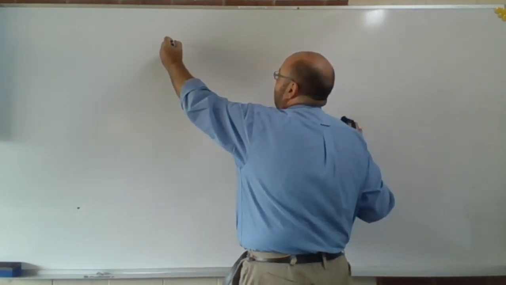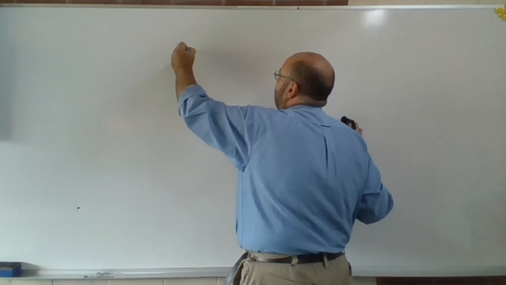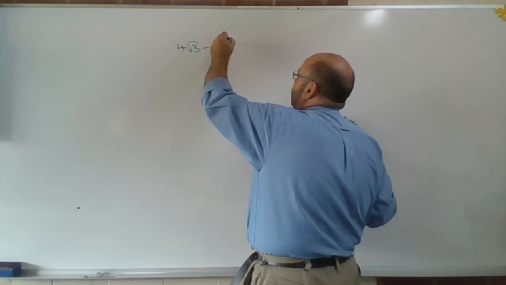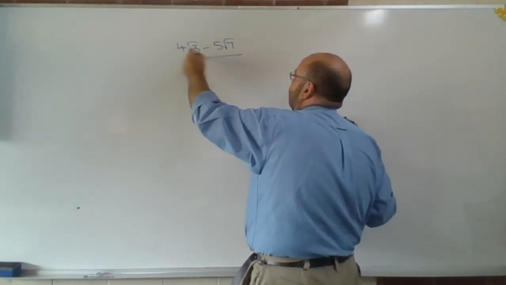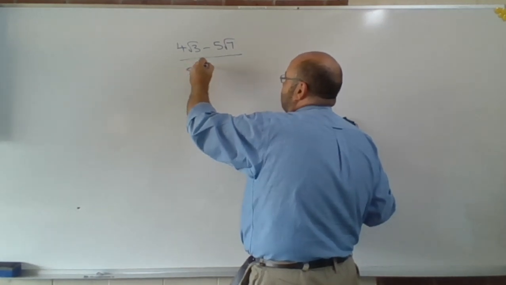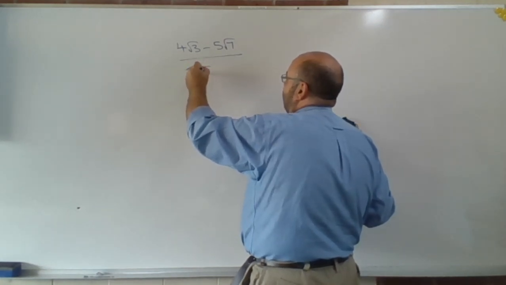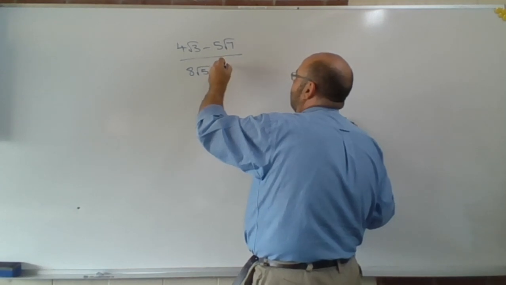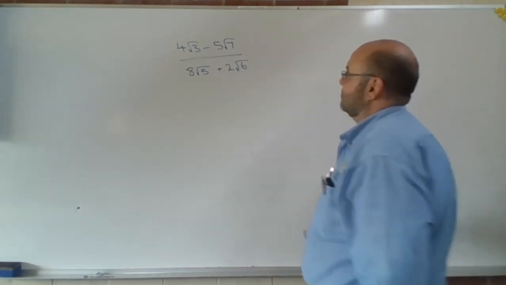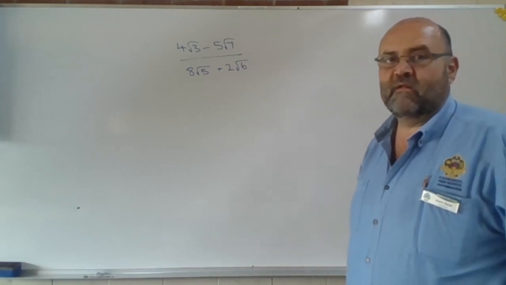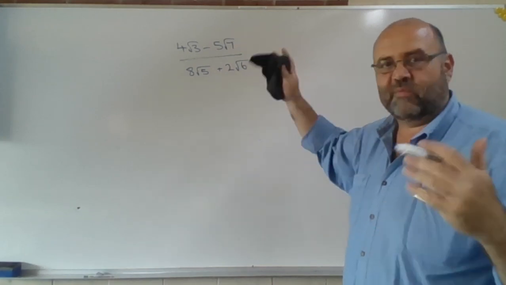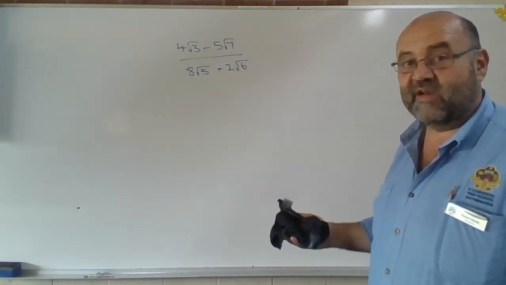Where I've got 4 root 3 minus 5 root 7 over 8 root 5 plus 2 root 6. Okay, so we've got the coefficients in front of our surds all the way through, top and bottom everywhere. It doesn't matter. I don't care.